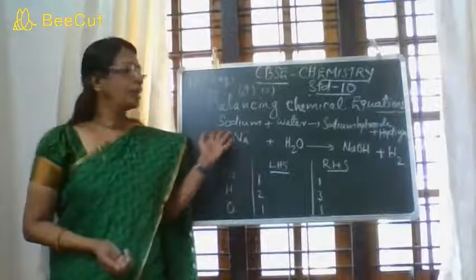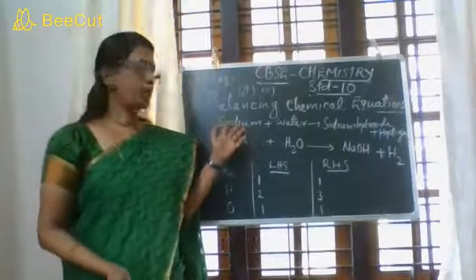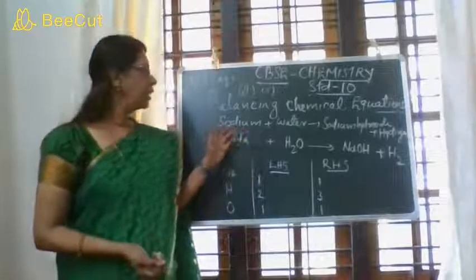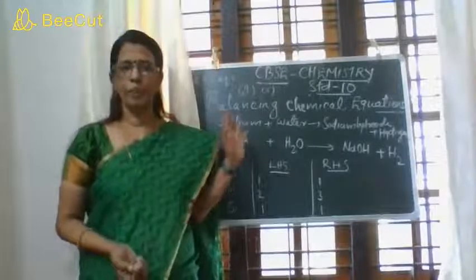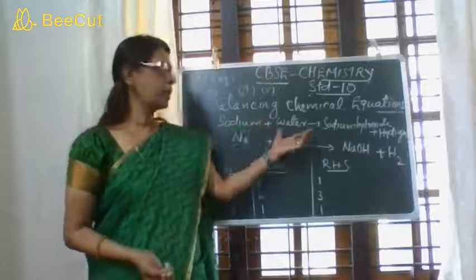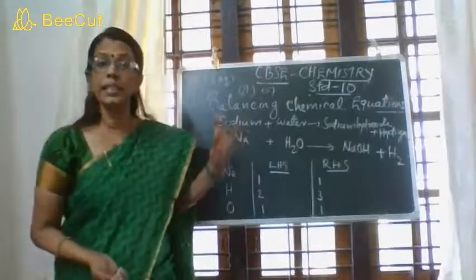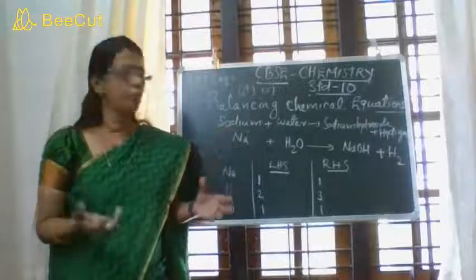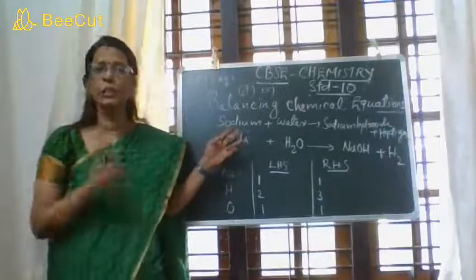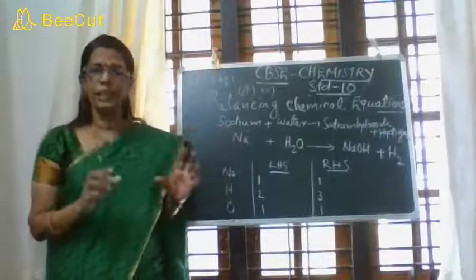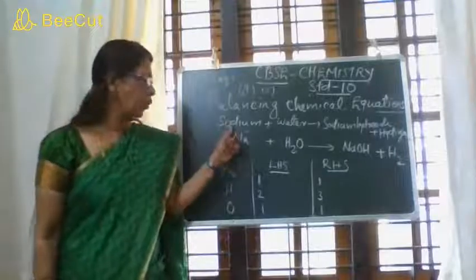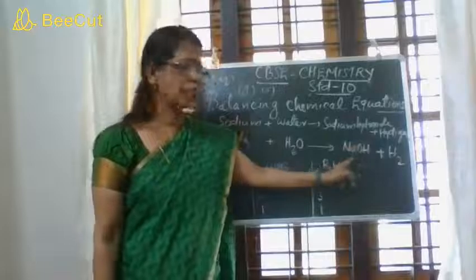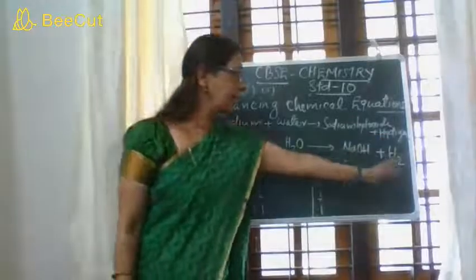That is, balance the given equation. Such types of questions can be asked, and they may give the word equation only. That is, sodium reacts with water, gives sodium hydroxide and hydrogen. This is the word equation. Only words are written, but no formula, no symbol. So we have to change that into symbols and formulas, and write the equation first. For that: sodium Na, water H2O, sodium hydroxide NaOH, hydrogen H2.